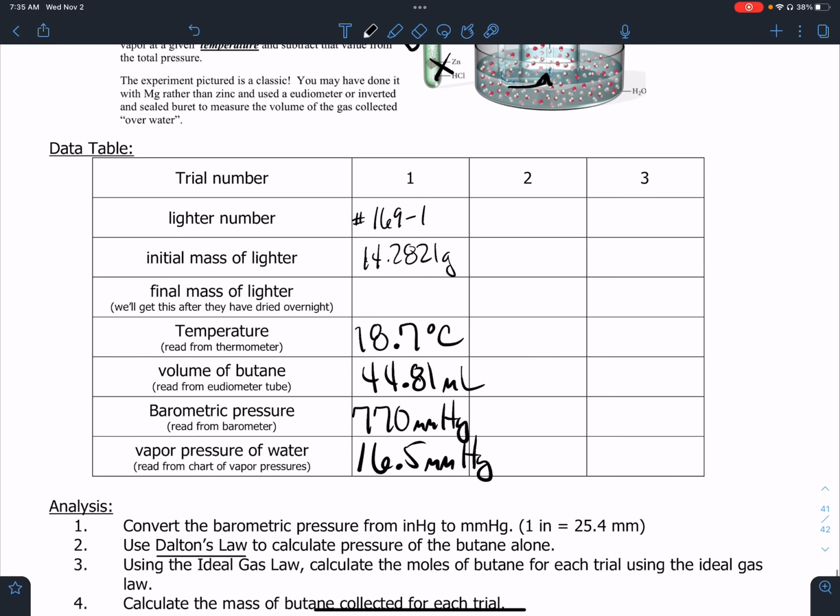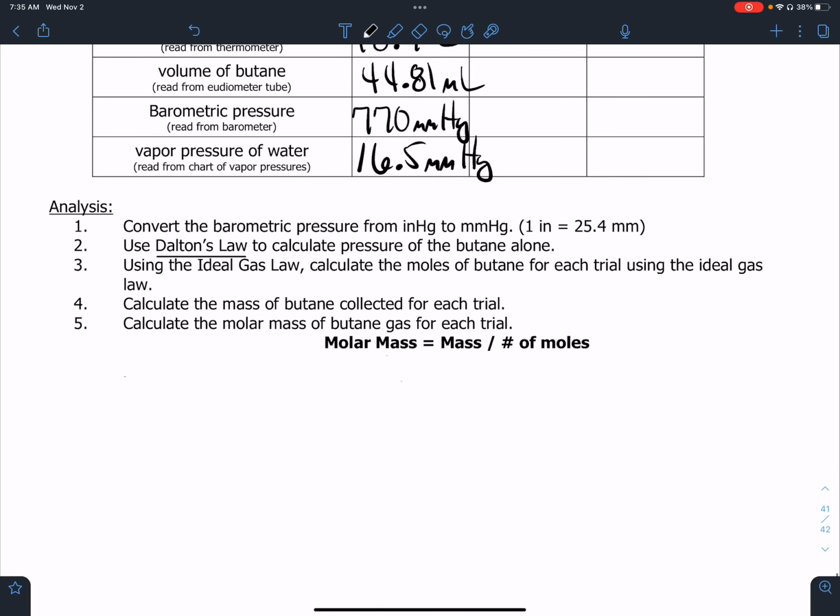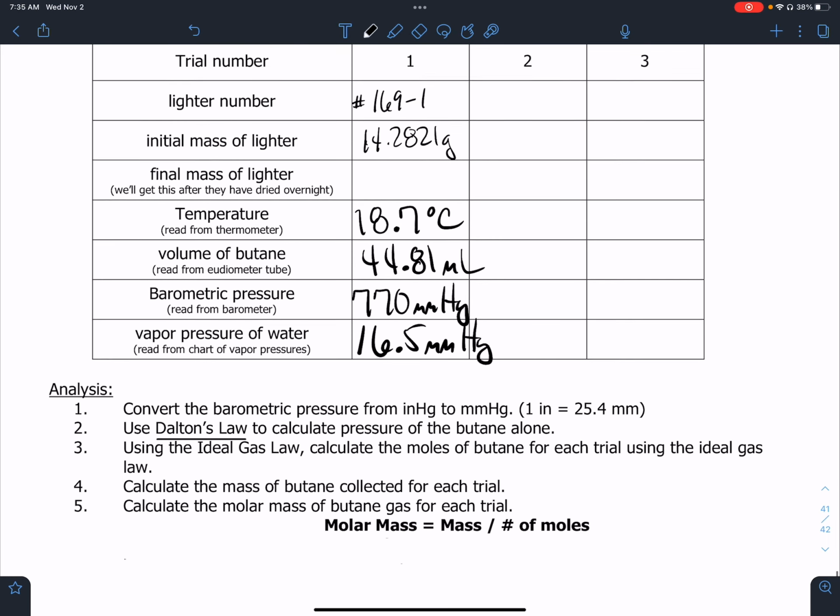You should have your data set hopefully filled in by today. Two lighters, two trials, you'll do the two sets of calculations, and then I think it tells you to average them somewhere in the process. So I wanted to talk to you about number 2, because it says use Dalton's law, and that may not be a name you're familiar with, but it is the point of what I was just discussing.